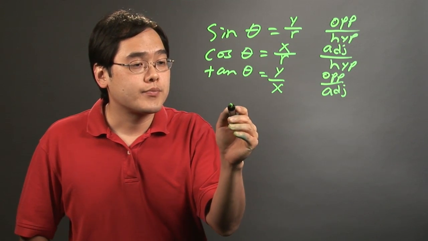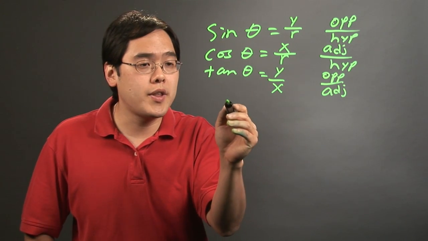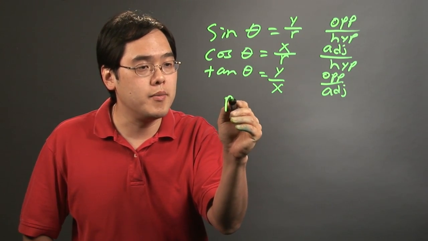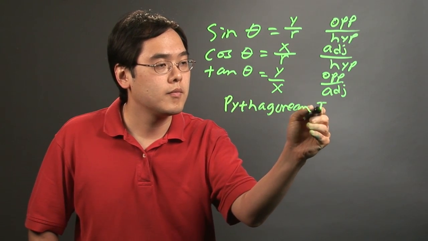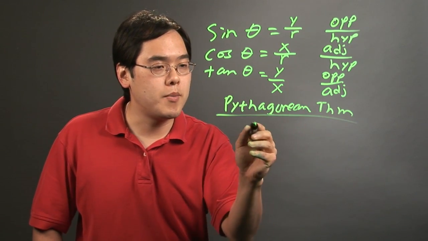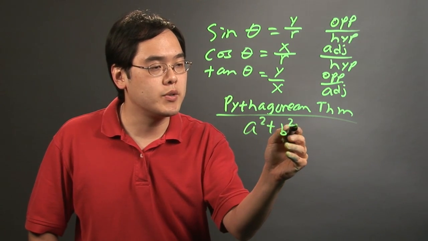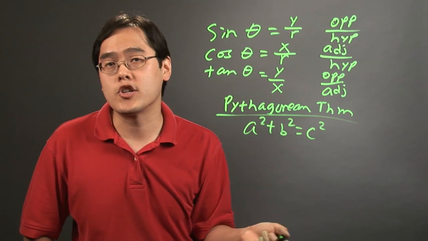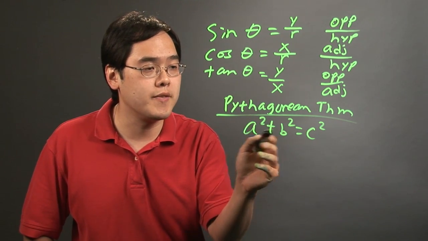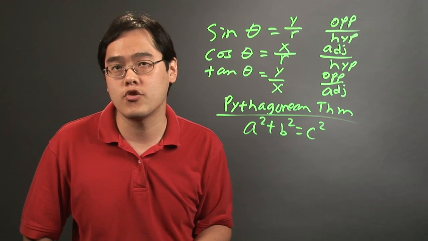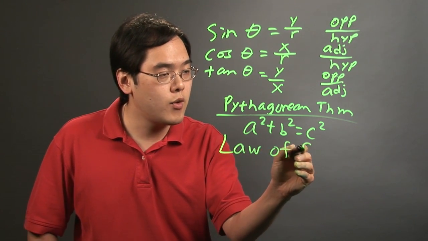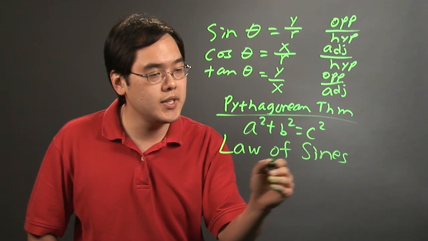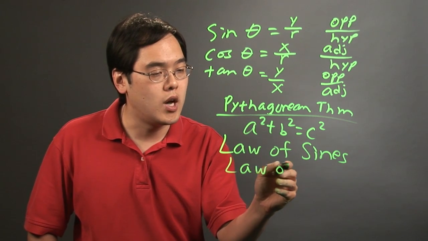Now, to find the measurements of other things, you want to think about perhaps the Pythagorean theorem, which, as you remember, is a squared plus b squared is equal to c squared. Now, this is also a measurement because you're wanting to find the measurements of the individual legs and the hypotenuse of a right triangle. But for non-right triangles, there's the law of sines as well as the law of cosines.